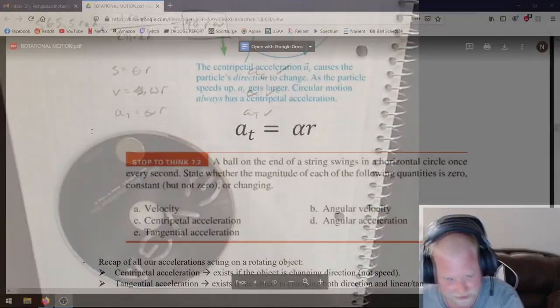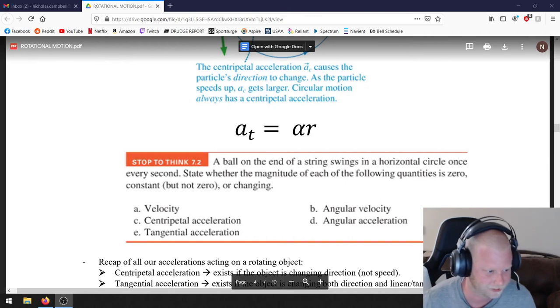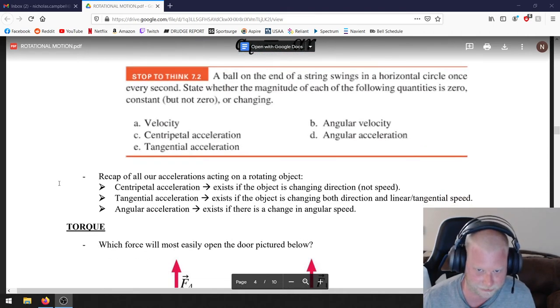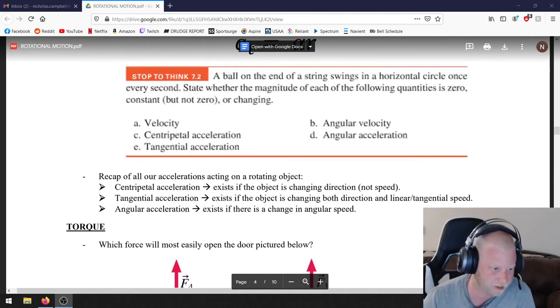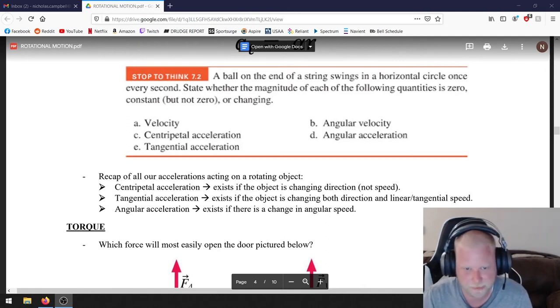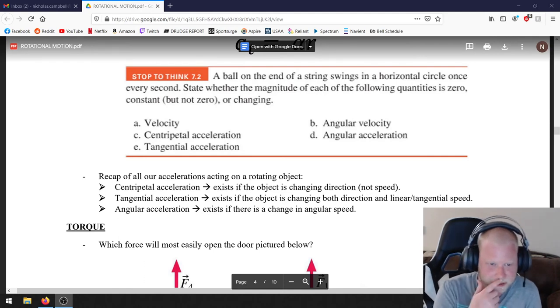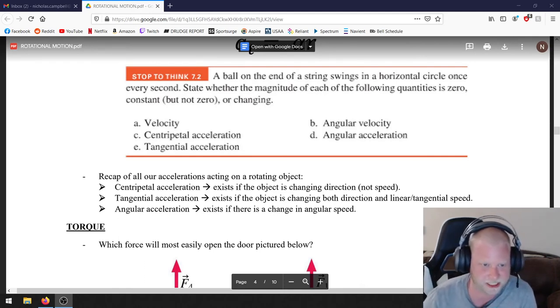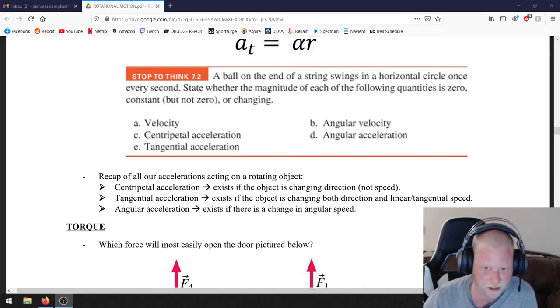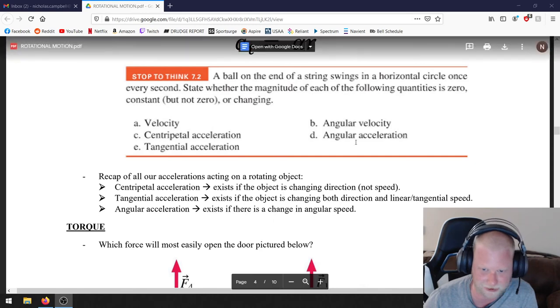So lastly, let's take a look at Stop to Think 7.2. In 7.2, we have a ball on the end of a string, and it swings in a horizontal circle once every second. We want to state whether the magnitude of each of the following quantities is 0, constant but not 0, or changing. So pause the video, look at those options, and think about what's going on with the magnitude of each of these variables.